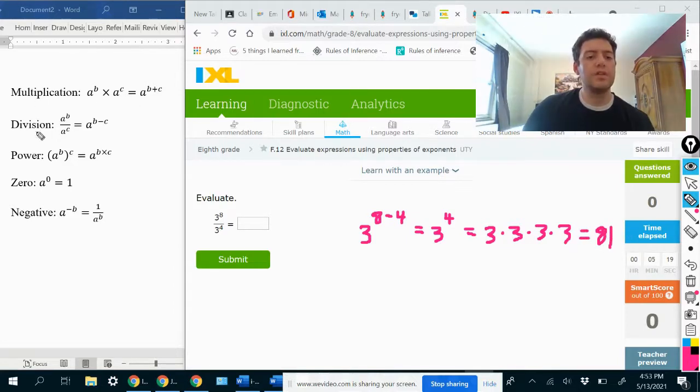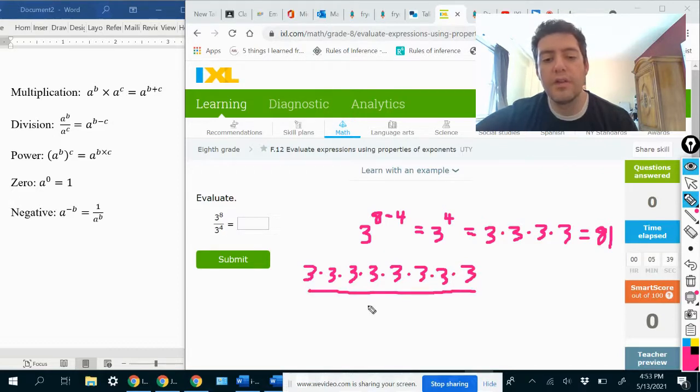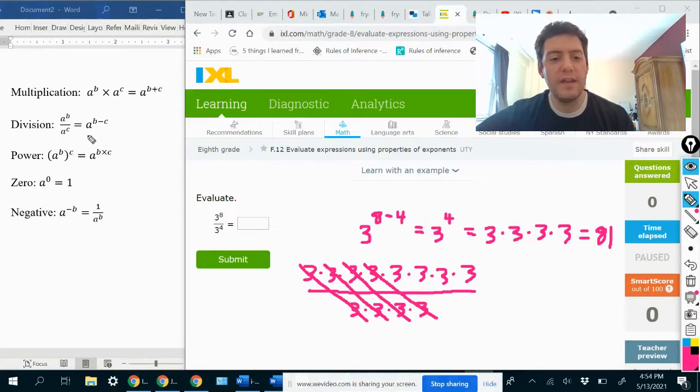Okay, and some of these rules are actually easy to remember where they come from. Another way that I could have gotten that is to say 3 to the 8th means 3 times 3 times 3 times 3 times 3 times 3 times 3 times 3, 8 times. Over 3 to the 4th, which means 3 times 3 times 3 times 3. So these 3's are just going to cancel. We have a lot of canceling going on here. And then what's left is just these 4 3's being multiplied together, which is the same thing that we got over here. So it's not too hard to see where this rule comes from. Just to remind yourself, it comes from the fact that these numbers are canceling out.